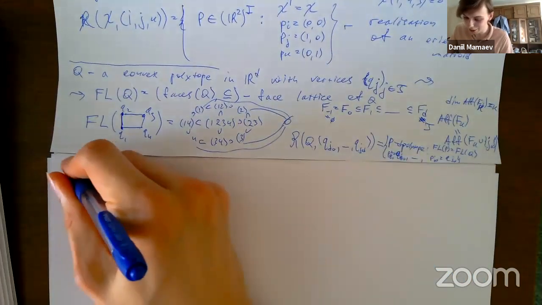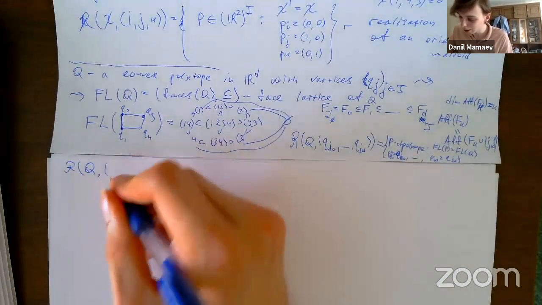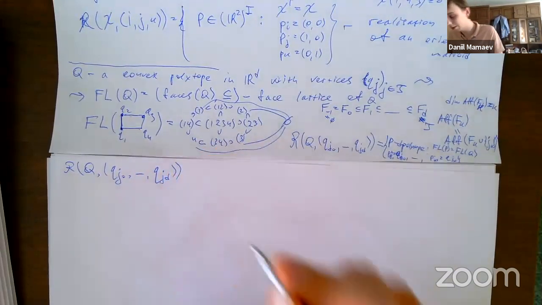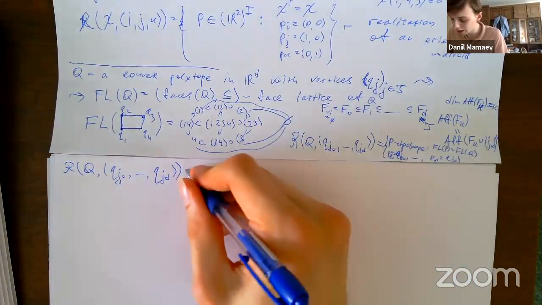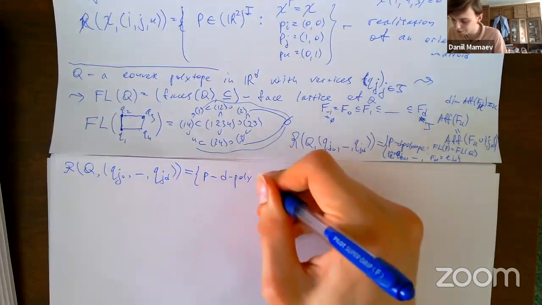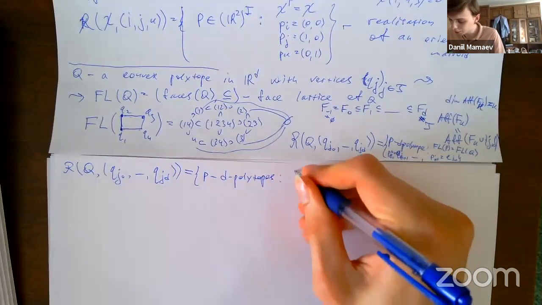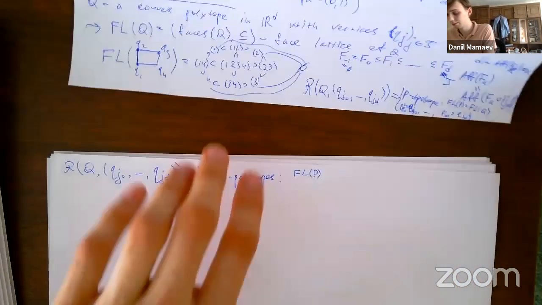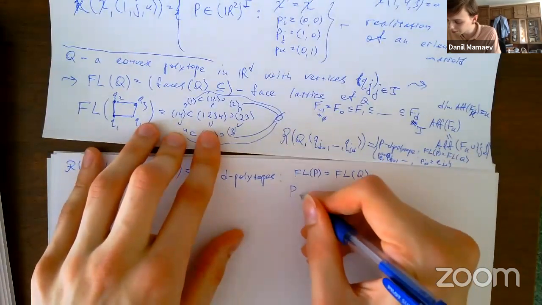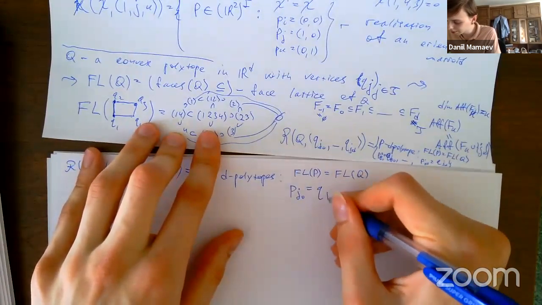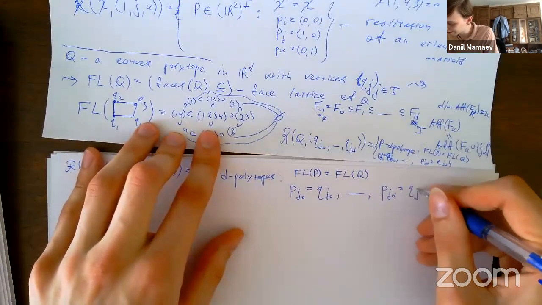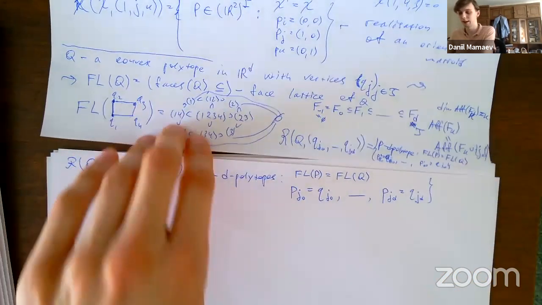Yeah. So, the realization space of a polytope with chosen D+1 vertices that are affine independent is the set of all polytopes such that these polytopes have the same face lattice and also the fixed vertices are the same as in Q.